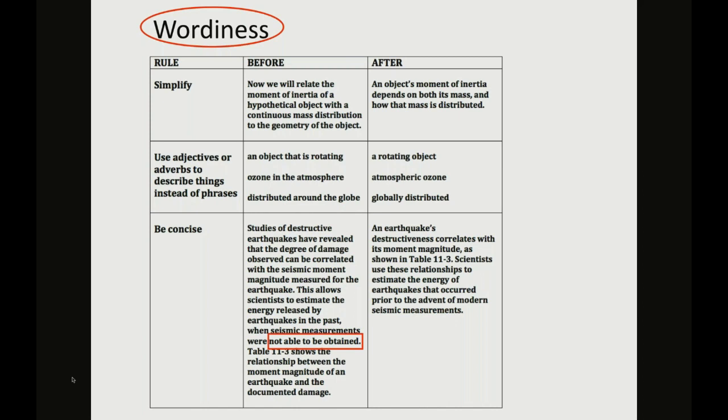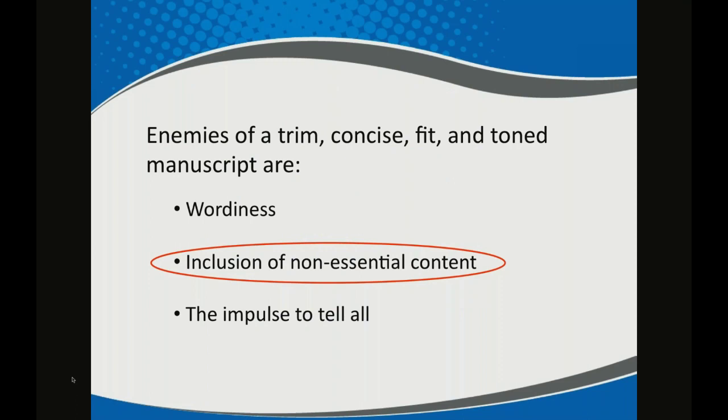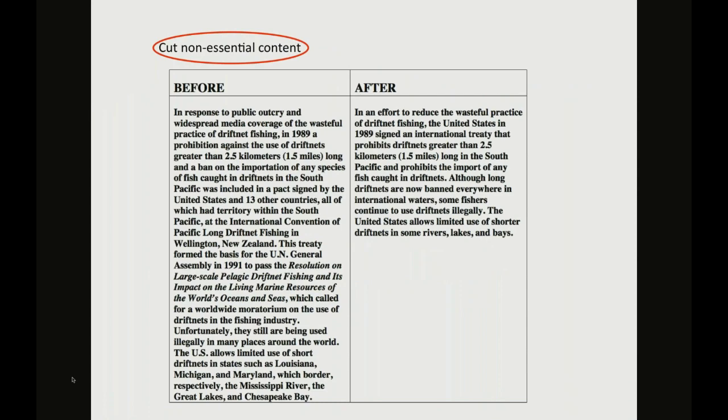The second enemy of a trim, concise, fit, and toned manuscript is inclusion of non-essential content. Think of these as the side dishes, which, while they delight the senses, are not the main course, and they add calories. Here is an example. It's hard to say the information in the before column is necessarily irrelevant because obviously at the time you wrote it, it seemed important to include it.